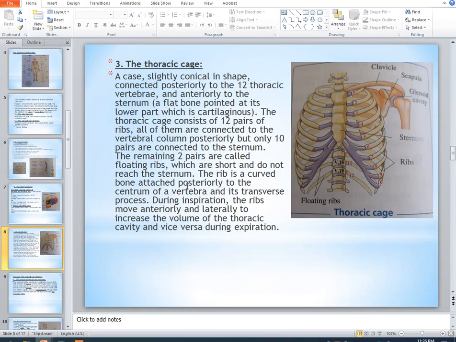The rib is a curved bone attached posteriorly to the centrum of the vertebra and its transverse process. During inspiration, the ribs move anteriorly and laterally to increase the volume of the thoracic cavity, and vice versa during expiration.